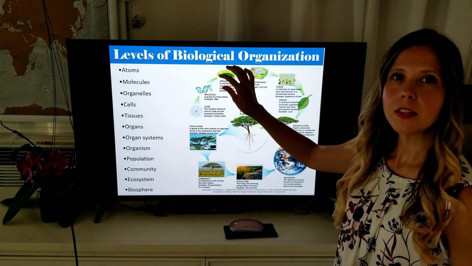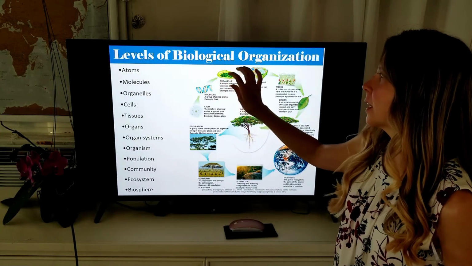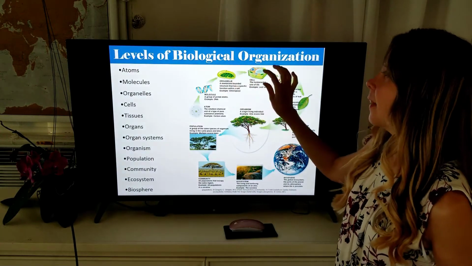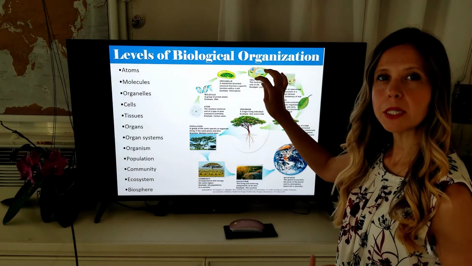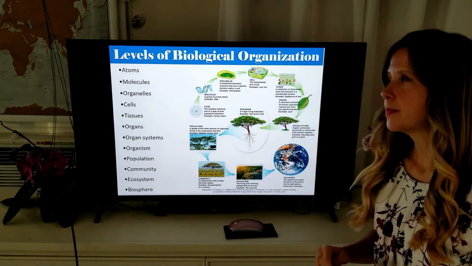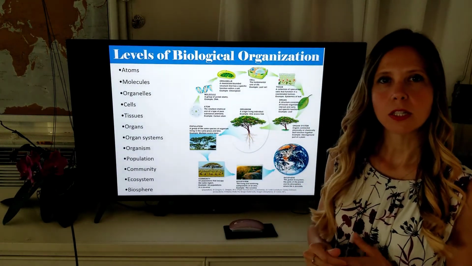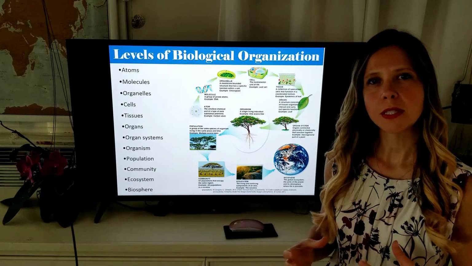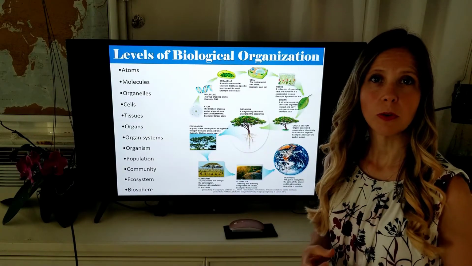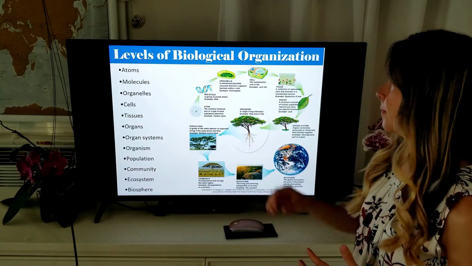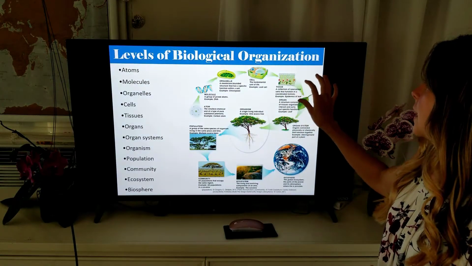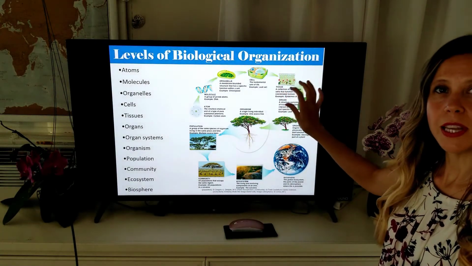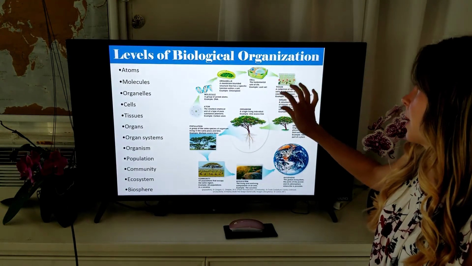That all works together to form our organelles. In this case, we're looking at the chloroplast. And then we have a whole range of organelles coming together to form the cell. Our next level of organization is going to be the tissues. So tissues are going to form when we have groups of cells that are going to work together to perform a specific function. In this case, we're looking at tissues within the leaf of the plant.